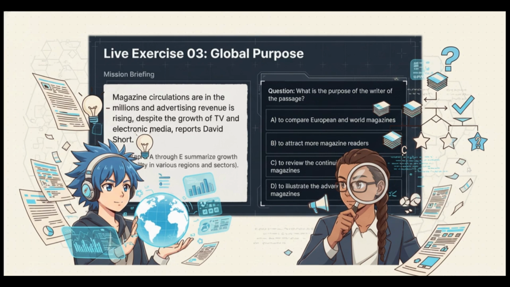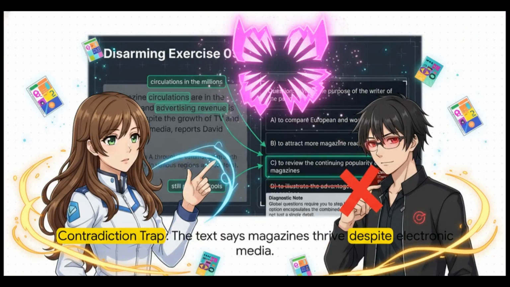Time for our final and most complex exercise. This is a global purpose question. These are different. They're not about finding one little detail. They require you to understand the big picture. So the text is about magazine sales and money. The question is asking, what was the writer's whole point in writing this? This is where you have to put all the pieces together.